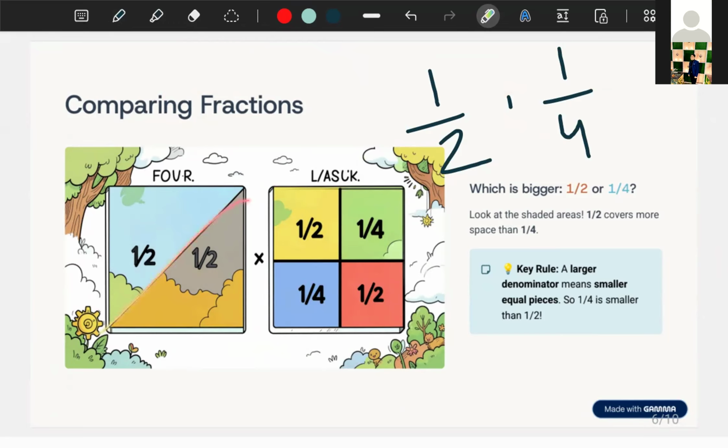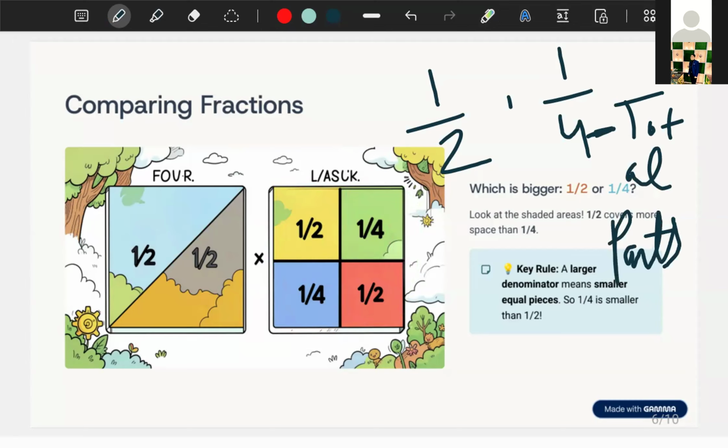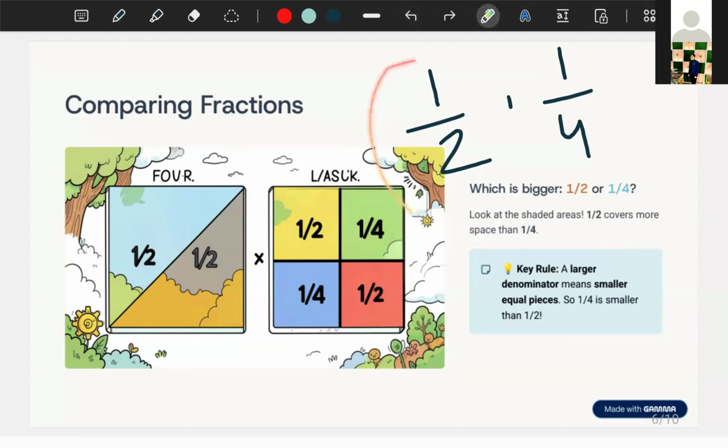1 by 2, suppose this is a square. In this, 1 by 2 means half, 50%. But 1 by 4 means the same thing has four parts, because we know that the denominator tells us the total equal parts, and the numerator tells us how much we have used. So 1 by 2 means there are two equal parts out of which one is used. And 1 by 4 means there are four equal parts out of which one is used.